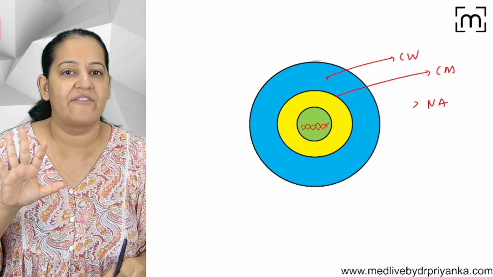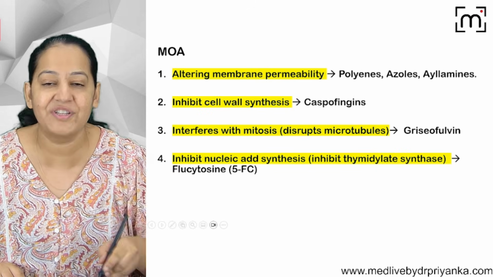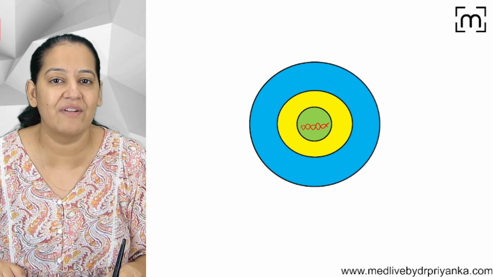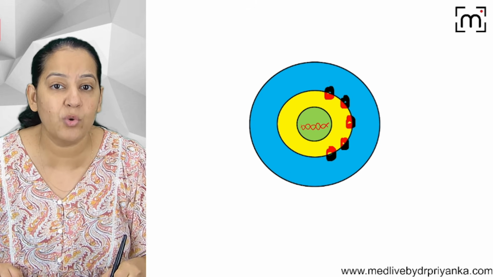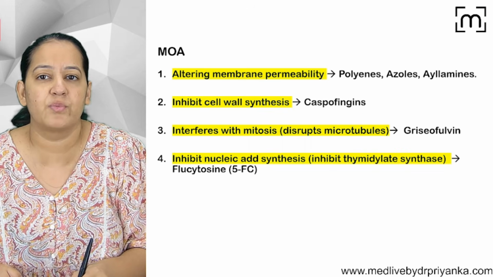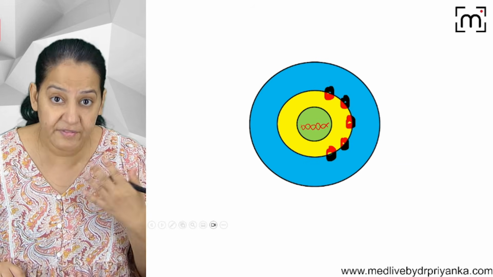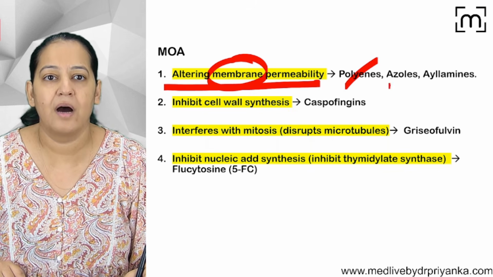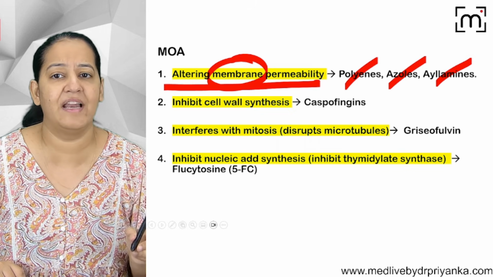If you understood the diagram, now I want to kill this fungus. There are four ways, and that decides the four types of antifungal drugs. What are the four ways? Number one, I can give the drugs that will cause pores in the cell membrane, so that all the cytoplasm will leak out and the fungus gets killed. So the first way is to alter cell membrane permeability, causing pores in the cell membrane. They act on the cell membrane. Polyenes, azoles, and allylamines act in this way.